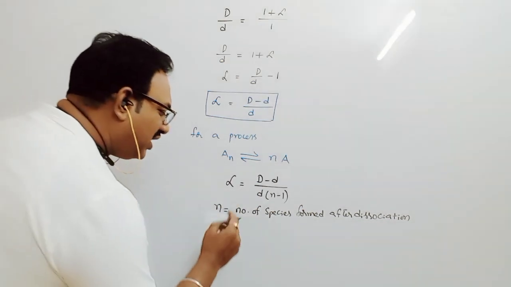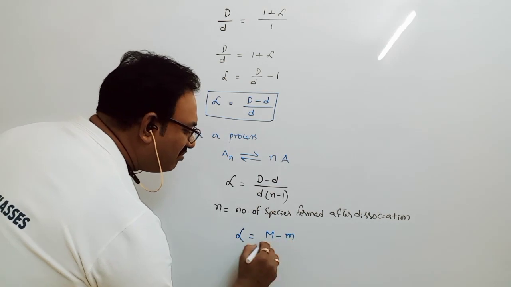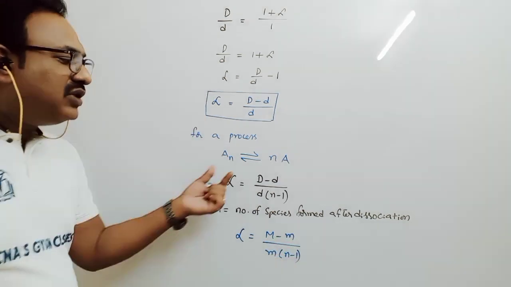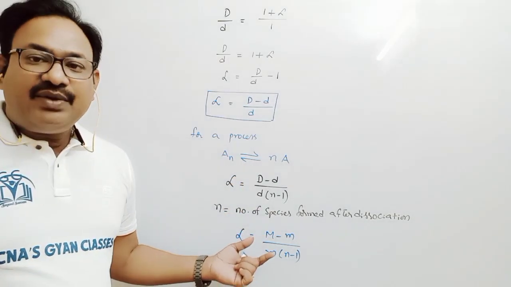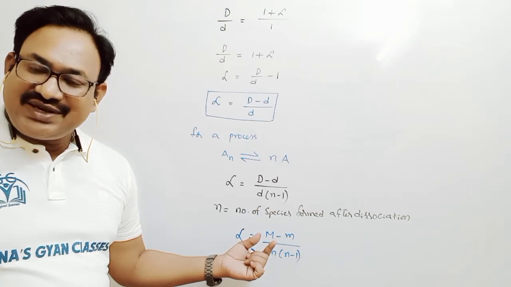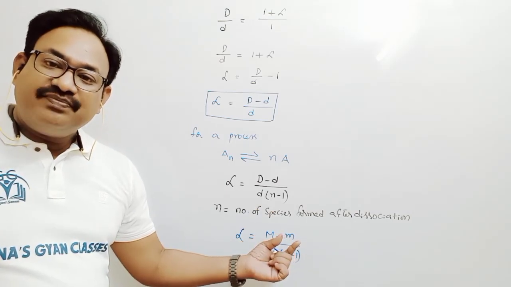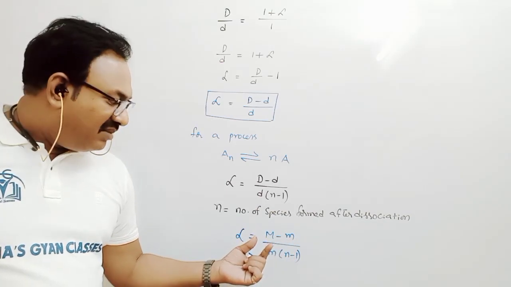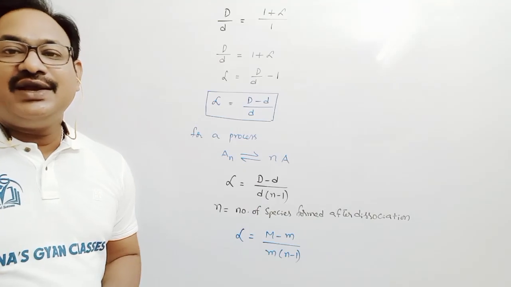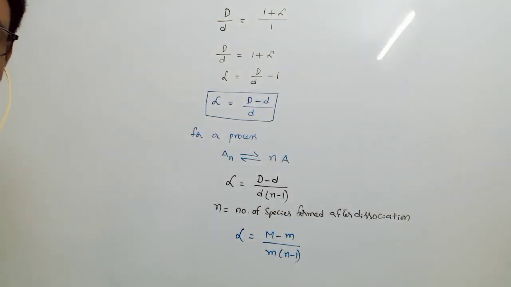If you want to take molecular weight, then you have to write the formula like this: capital M minus small m by small m into n minus 1. So instead of vapor density, I have taken molar mass. This is the molar mass of reactant which is taken initially. This is average molar mass at equilibrium. So capital M minus small m by small m into n minus 1. Like that also you can calculate the degree of dissociation. So please remember, right?